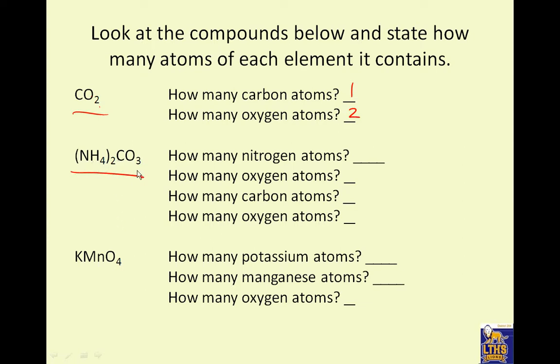Okay. All right, so now we're going to count these. There's nitrogen, hydrogen, carbon, and oxygen in this compound. How many nitrogens? Looks like 1 there, right? But this parenthesis goes for everything. So there's actually 2 nitrogen atoms. How many oxygen atoms? 1, 2, 3. 3. Carbon atoms. Just 1, because there's a subscript of 1 right there. How many oxygen atoms? Well, we already counted oxygen, so let's count again.